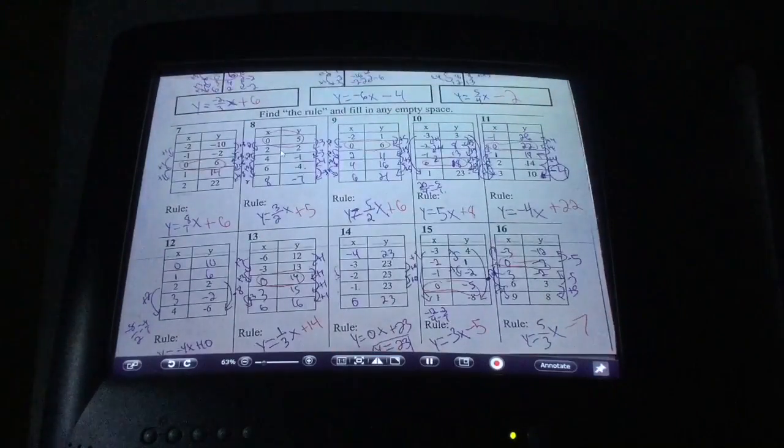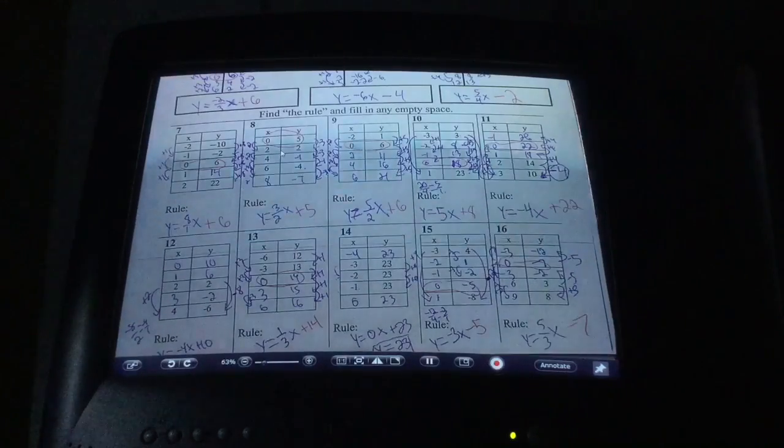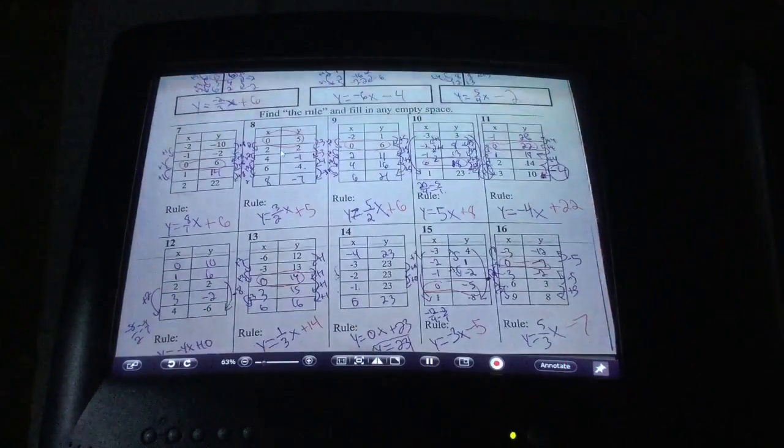All right, so we are done with these notes. They were only one-sided. Hopefully you got this. We're going to do some more experience with this tomorrow.